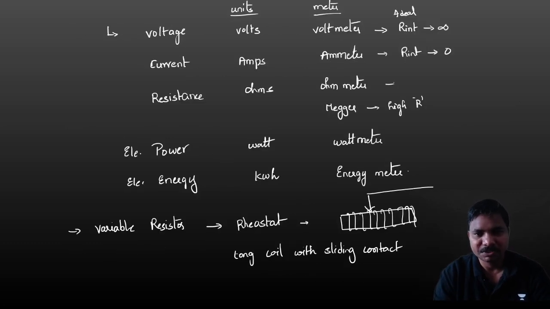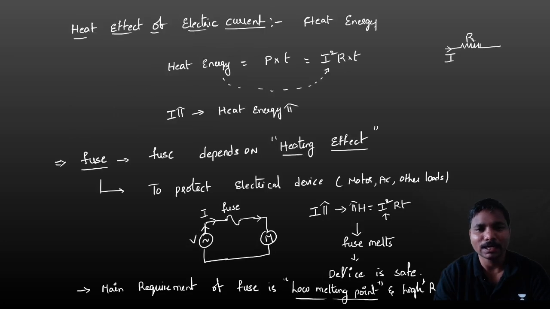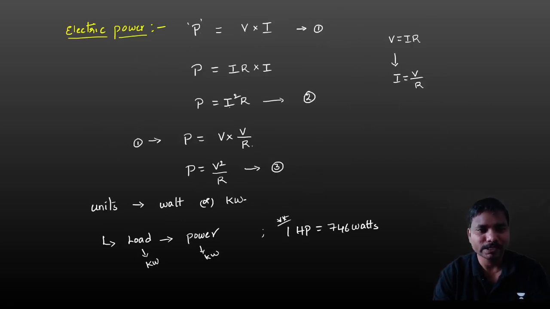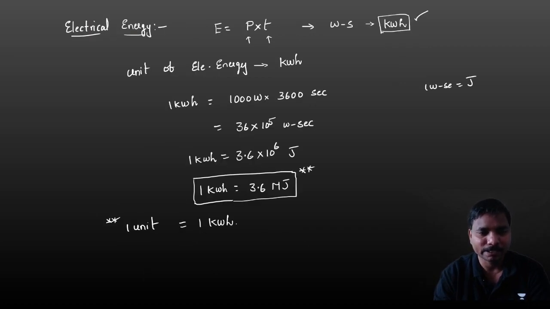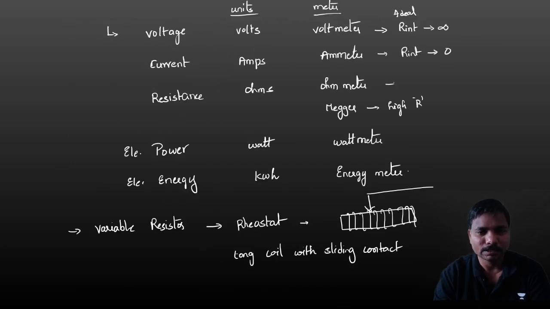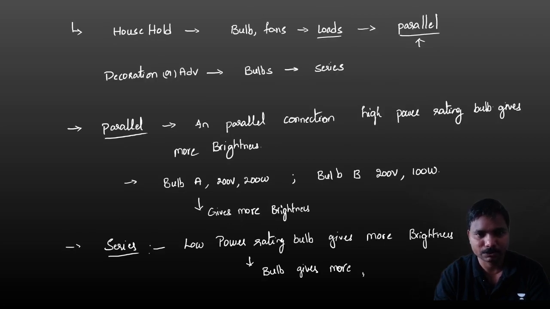If any points are missing, those will be discussed in the topic wise MCQs, so don't worry. In today's session, we have completed electric power, three equations of electric power, electrical energy, heating effect of electric current, fuse, and some meters and bulb based problems. In the next session, we will discuss another topic: magnets and magnetism.